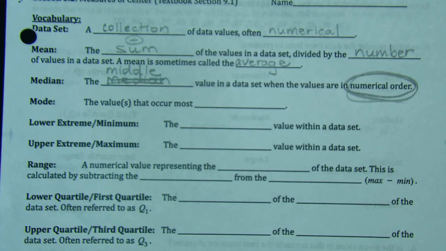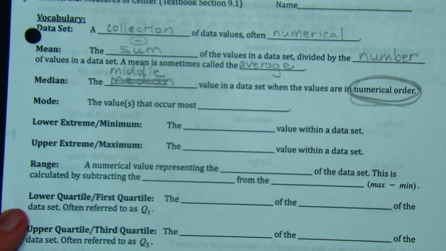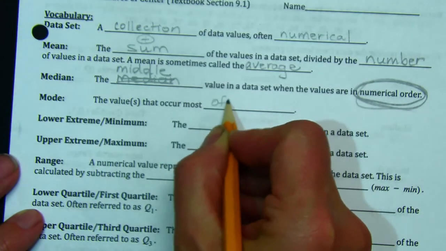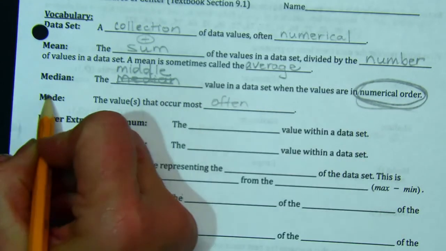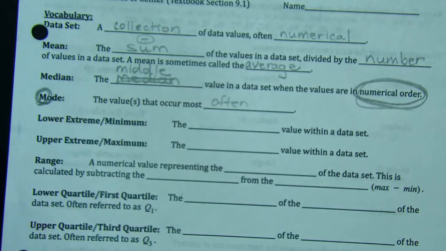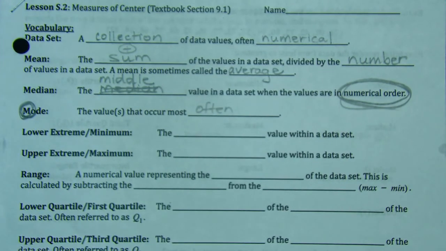The mode is the value that occurs the most often. And that's how we remember what mode means. How does mode start? M-O, most often. That's how I recall the difference between some of these.